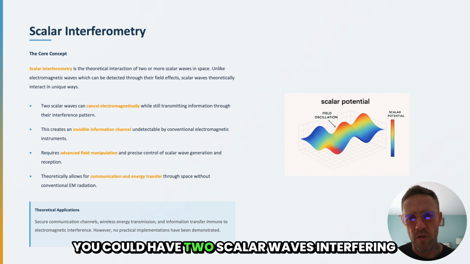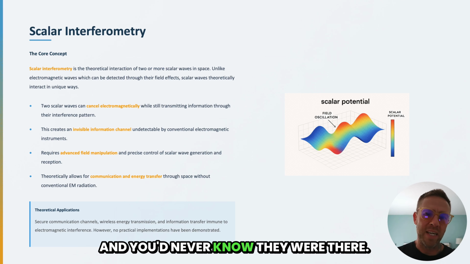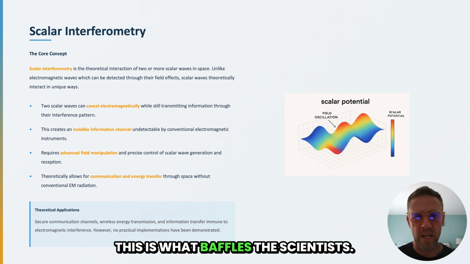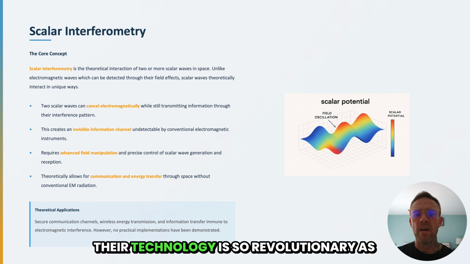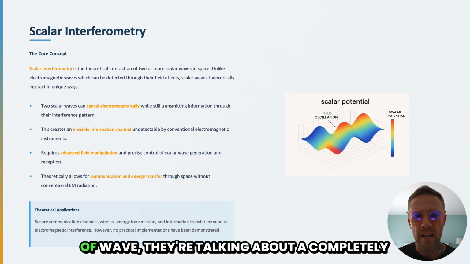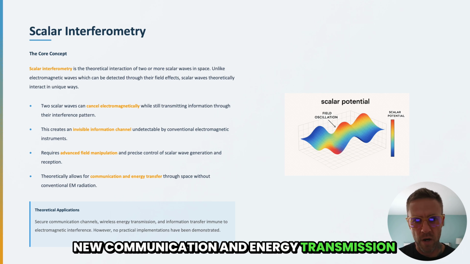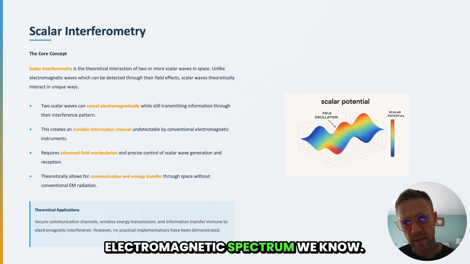You could have two scalar waves interfering with each other right in front of you, and you'd never know they were there. This is what baffles the scientists. This is why scalar wave proponents claim their technology is so revolutionary as well. They're not just talking about a new type of wave, they're talking about a completely new communication and energy transmission channel that exists parallel to the electromagnetic spectrum we know.